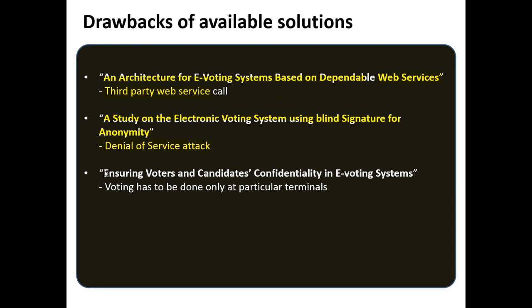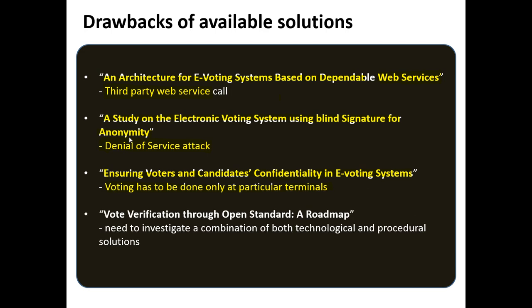One more solution was from the paper called ensuring voters and candidates confidentiality in e-voting systems. But this approach suffers from the drawback that voting has to be done only at particular terminals. It's online voting only, but those online systems will be installed in the terminals. There you need to go and cast your vote. You cannot access those voting systems on your own device. You need to go to the terminal only, and access it online.